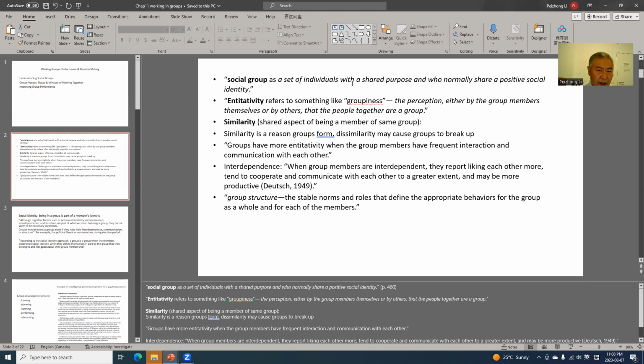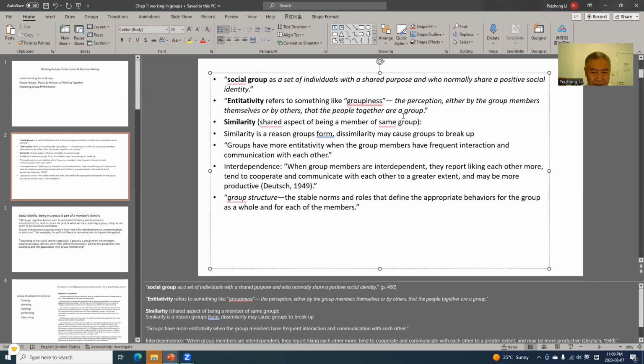Social groups are a set of individuals. These individuals have some commonality. Usually they have similar characteristics, and usually they have a strong identity, and they identify with the group. Some groups have a stronger entitativity. Entitativity refers to something like a groupiness. Some groups are more like groups. Some groups are less like groups.